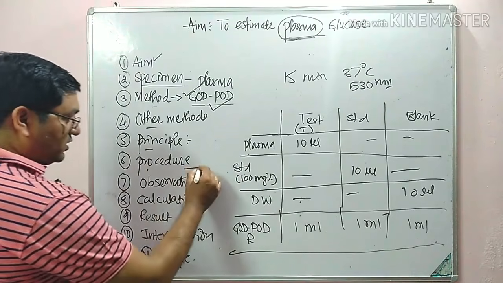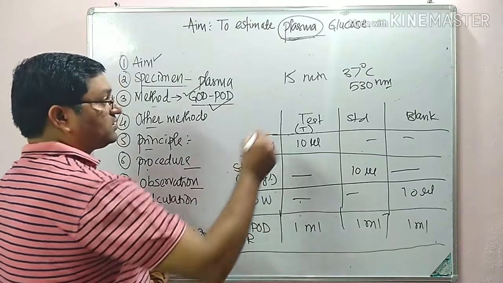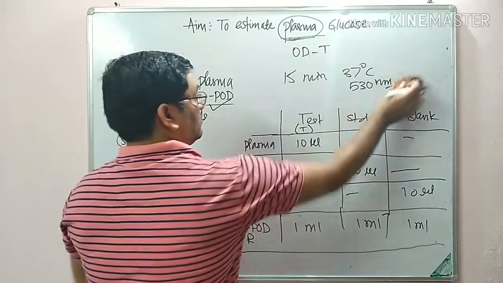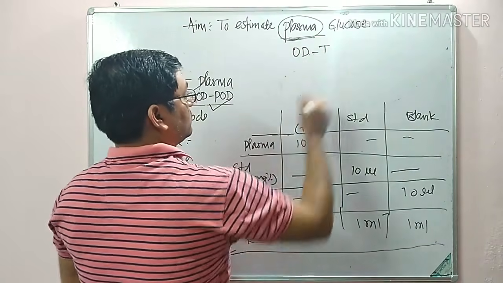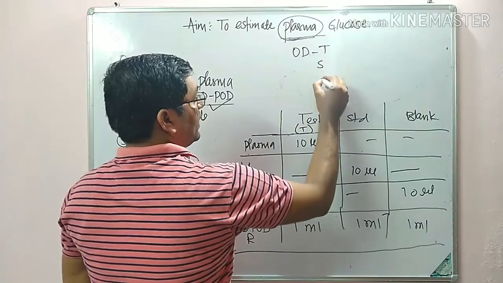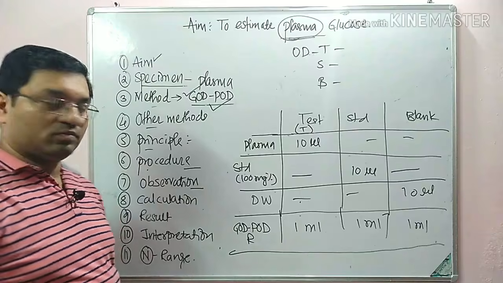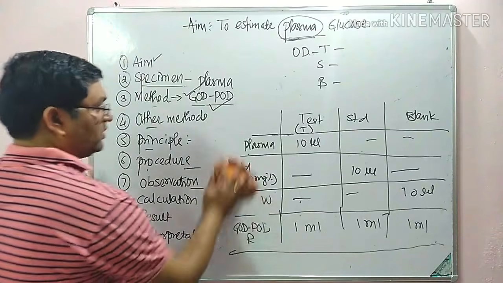So this is the procedure. In observation, just record optical density of test, standard and blank. Now calculation.